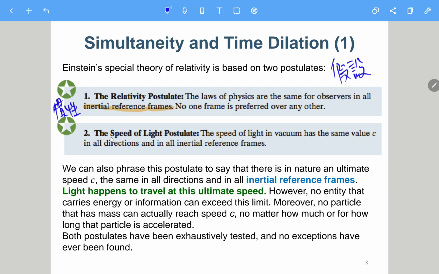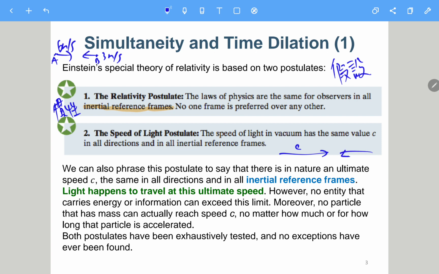Okay, and then the second postulate is the speed of light postulate. The speed of light in vacuum has the same value c in all directions and in all inertial reference frames. This is interesting. This actually contradicts our intuition, our thinking. Just now I mentioned that if one is moving 6 meters per second towards another one moving 3 meters per second towards each other, if this is B, then A may feel that B is moving 9 meters per second towards him. But here it says that the speed of light is always c.